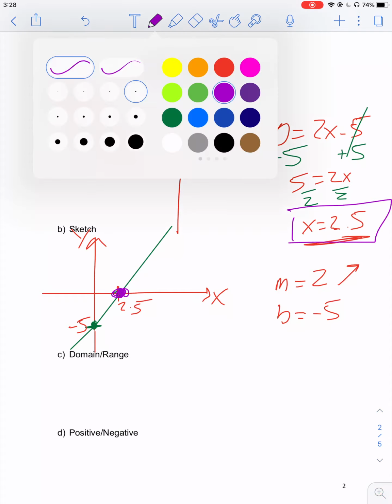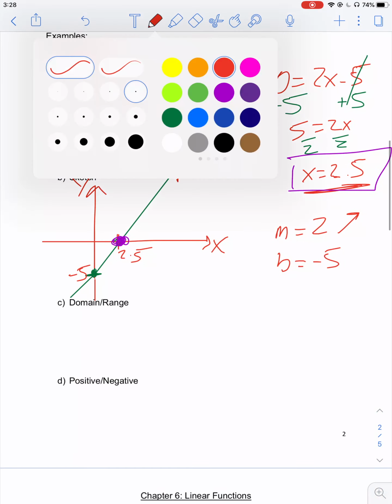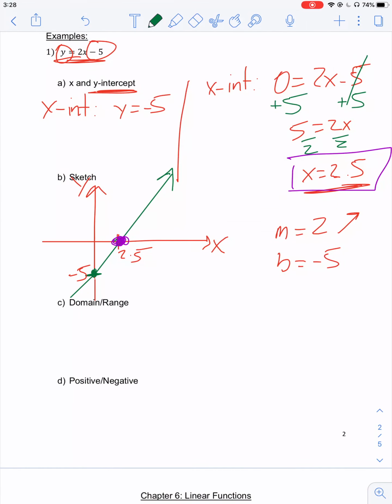Now, when it comes to domain and range with this function, because it is not stopping, it's continuing in both directions. There is no minimum, there is no maximum. So when it comes to domain, remember domain is expressed in terms of x. So domain is basically from -infinity to positive infinity. There is no restriction on your x. Another way of writing this is x belongs to all real numbers.